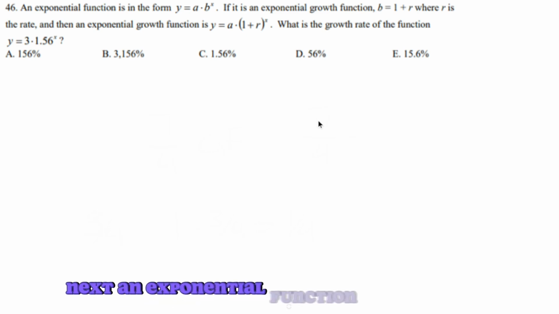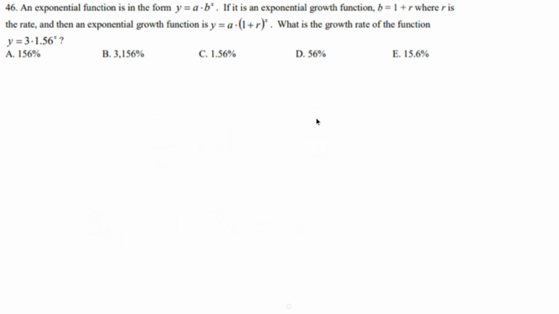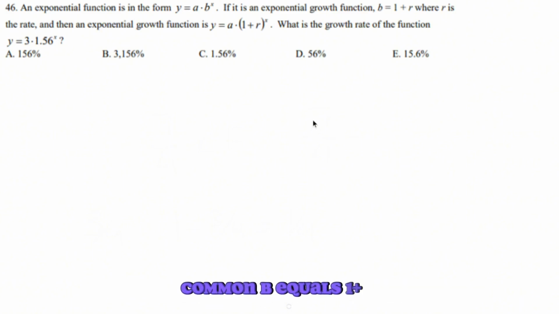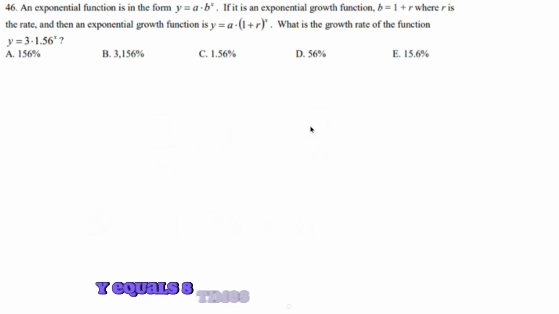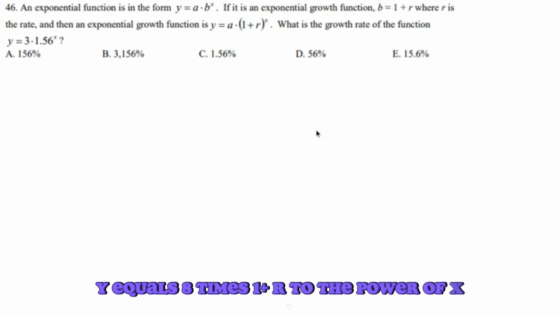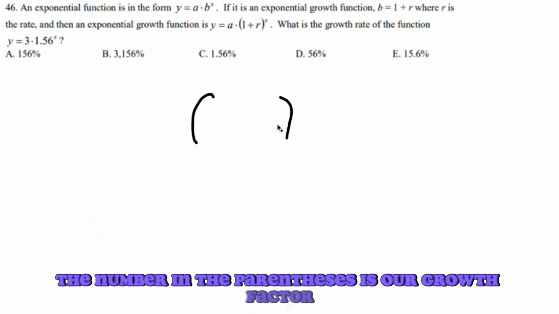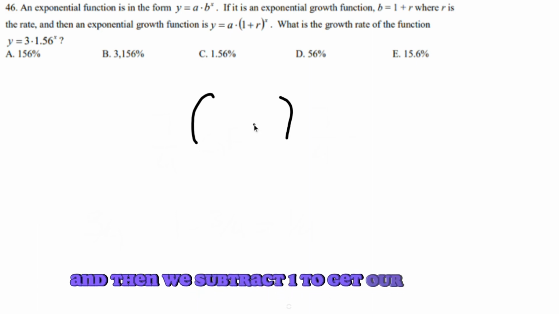Next, an exponential function is in the form y equals a times b to the power of x. If it is an exponential growth function, b equals 1 plus r, where r is the rate, and then an exponential growth function is y equals a times 1 plus r to the power of x. What is the growth rate of the function y equals 3 times 1.56 to the power of x? Okay, so as we know, the number in the parentheses is our growth factor, and then we just subtract 1 to get our growth rate.